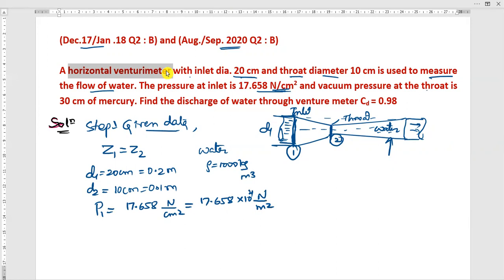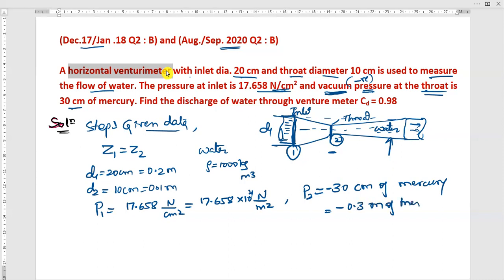And the vacuum pressure at the throat. When vacuum pressure is given, it is negative, below atmosphere. So you have to take the value with a minus sign. At the throat it is 30 centimeter of mercury. So pressure P2 is minus 30 centimeter of mercury, with a minus sign because he has given vacuum. So be careful. Convert 30 centimeter of mercury into meter of mercury first, divided by 100, 0.3 meter of mercury.